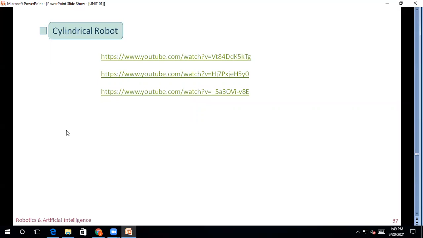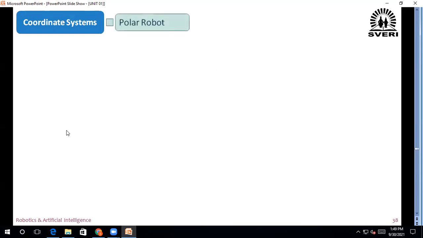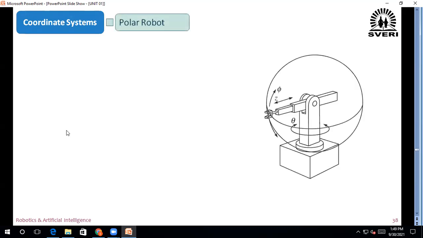Now next is polar robot. It is also known as spherical robot. See that this base is there. This pillar will rotate at the base at an angle theta. This arm can move in and out along the z axis. Also, this horizontal arm will rotate through another angle, known as angle phi, either clockwise or anti-clockwise.